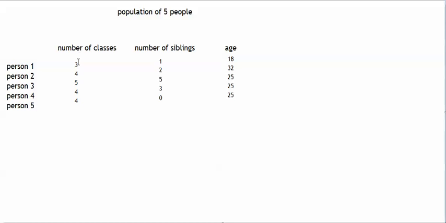I recorded 3 columns of data from this population. I recorded the number of classes that each person is taking, the number of siblings that each person has, and each person's age. Let's calculate the mean of each of these 3 columns. To calculate the mean number of classes, we just add up the 5 numbers and divide the total by 5.